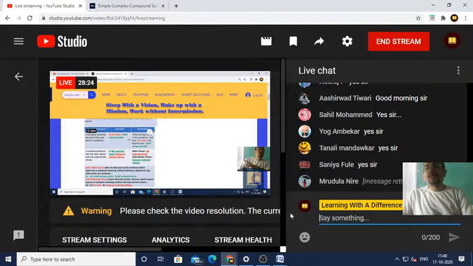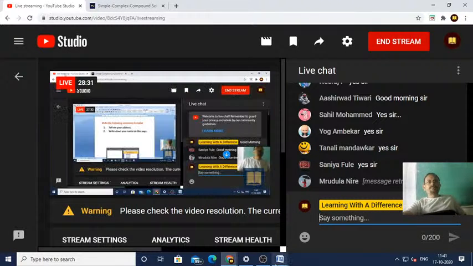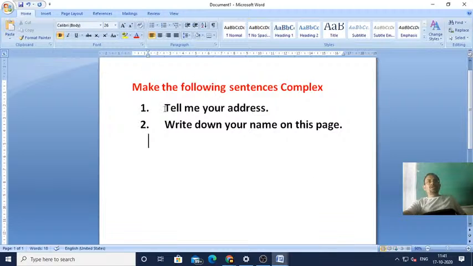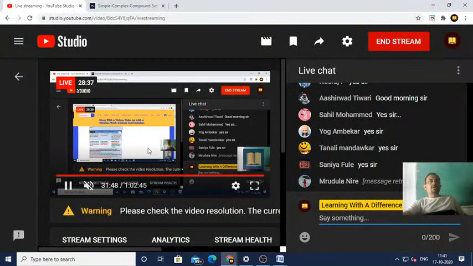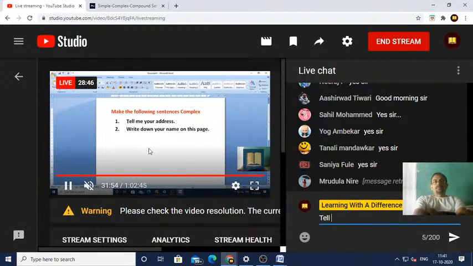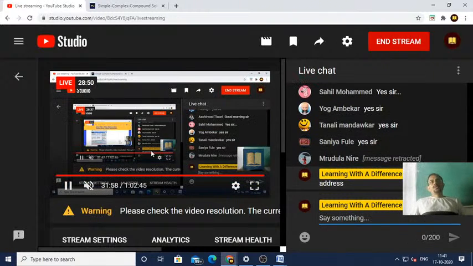So any idea, students? Do you have any idea how to convert this? Tell me your address. What should be the complex sentence? How will you convert it into a complex sentence?